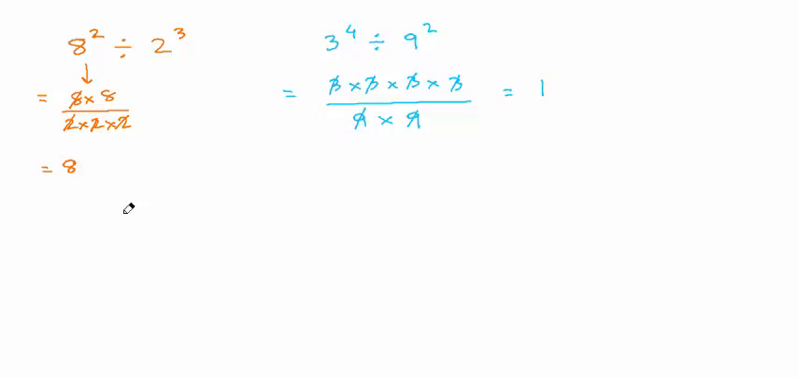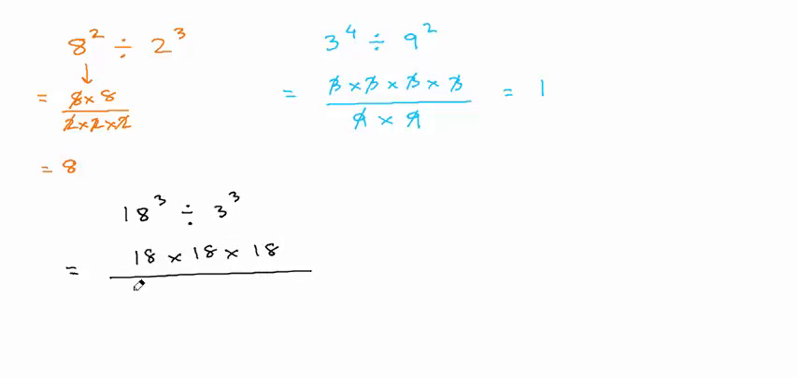Let's have another one. How about trying to do 18 cubed divided by 3 cubed? If you're trying to find the numerical value of 18 cubed, you might be wasting your time. Let's do it the fraction way. This is equal to 18 times 18 times 18 divided by 3 times 3 times 3. So at least we could cross off a 3 from the bottom and an 18 from the top and write a 6 there, because 3 times 6 is 18, and do the same with the other two 18s.